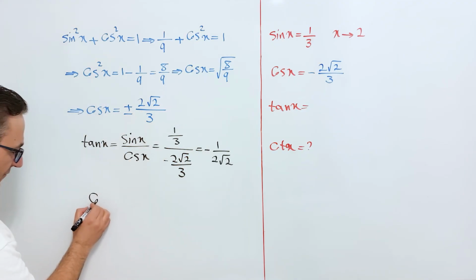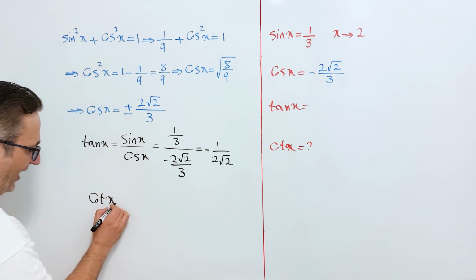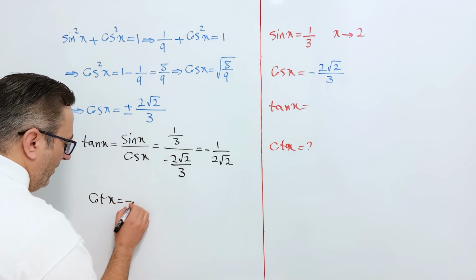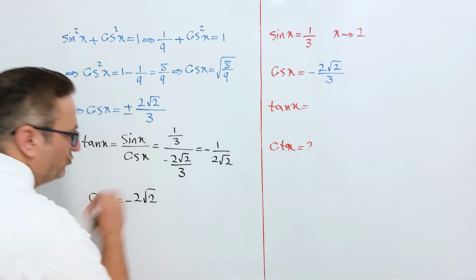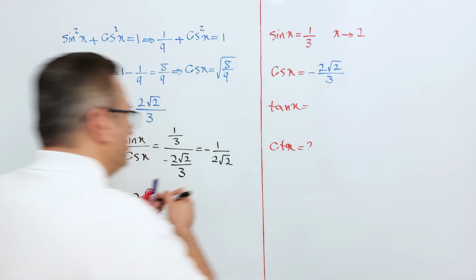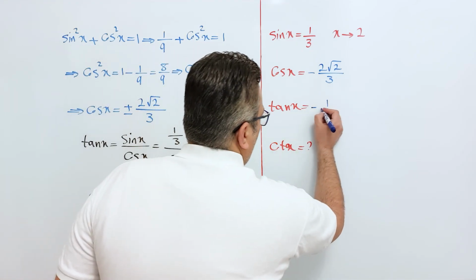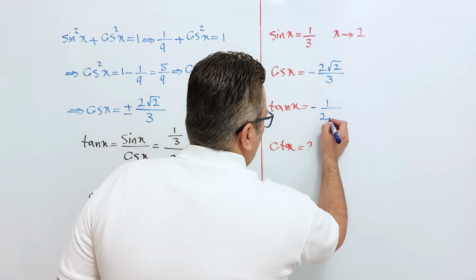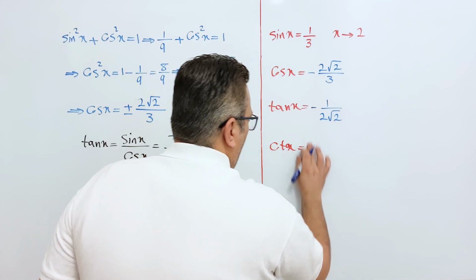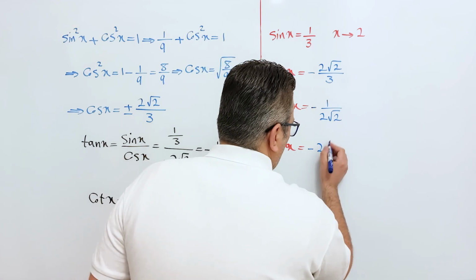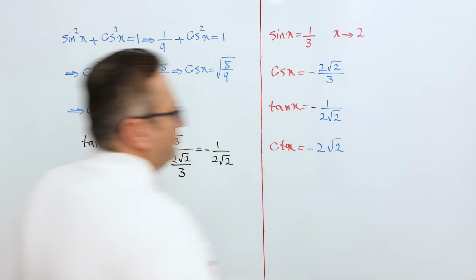And finally, cotangent x is the reciprocal of tangent. So tangent x is equal to minus 1 divided by 2 the square root of 2, and cotangent x is equal to minus 2 times the square root of 2.